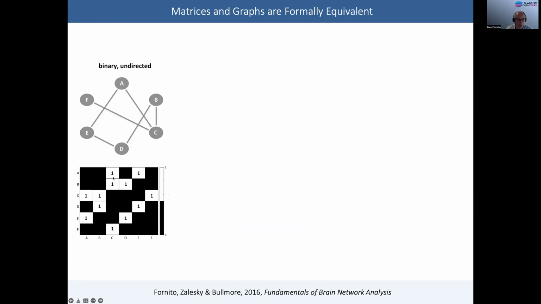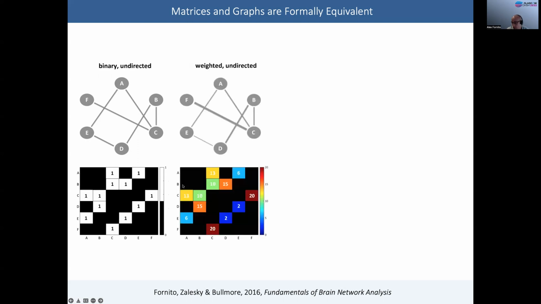So for example, here you can see there's a connection between node A and C, and we draw a line between C and A, and also between A and E. And equivalently, there's a connection between E and A, and between C and A. So the first row is the same as the first column.